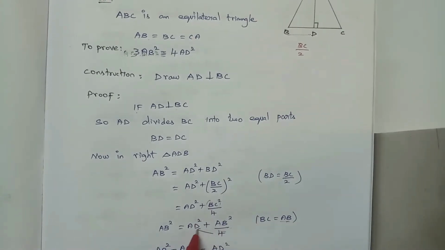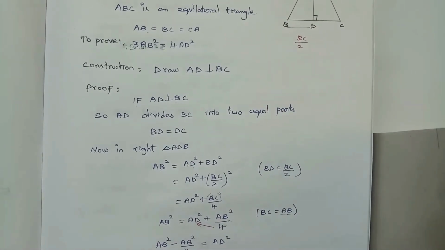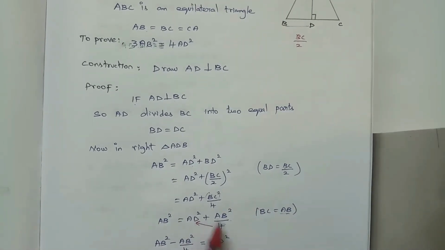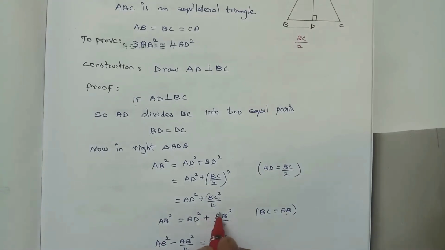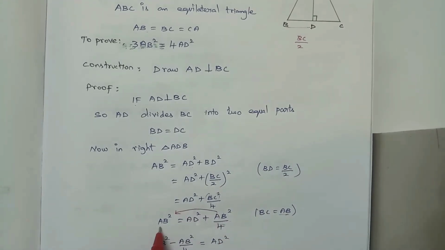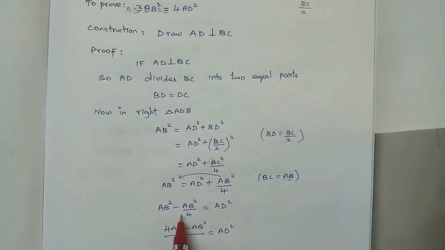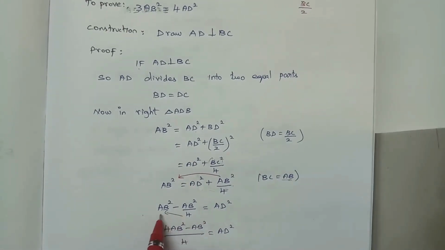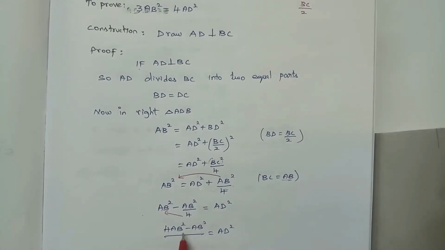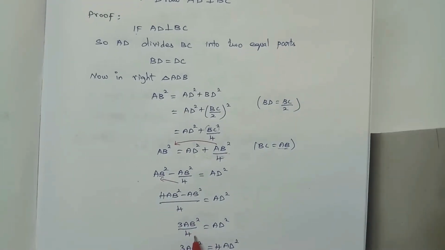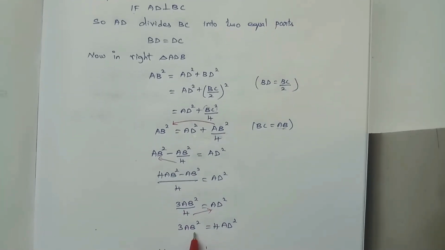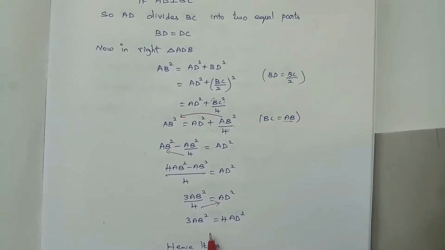Just do the cross multiply. So 4 times AD square. Otherwise, you can just keep it as it is, no problem. Simplify, then you can take it to the RHS. However, you will get the same solution. Taking this AB square by 4 to the LHS, we already have AB square like terms. Plus AB square by 4 will become minus AB square by 4. So simplify: 4 AB square minus AB square, 3 AB square, 3 AB square divided by 4. Taking this 4 to the RHS, then 3 AB square is equal to 4 AD square. Hence it is. That is only what we want to prove.